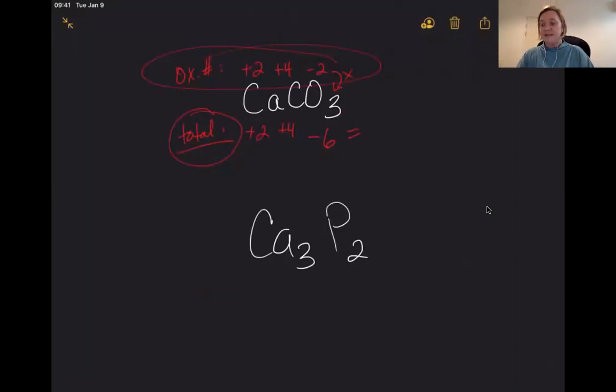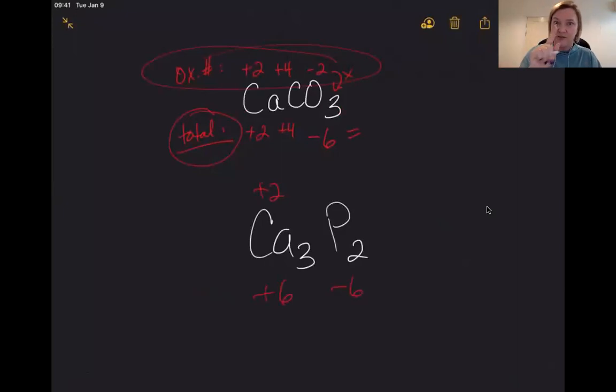Now, in this example, again, we're going to start with the element that has a rule attached to it. So phosphorus doesn't have any rules, but there is a rule for the active metals of groups 1 and 2. So calcium is +2. There are 3 of them, so that's +6. Phosphorus total has to be -6.